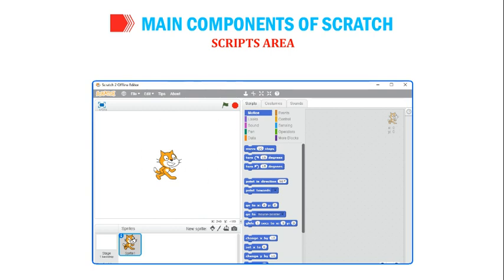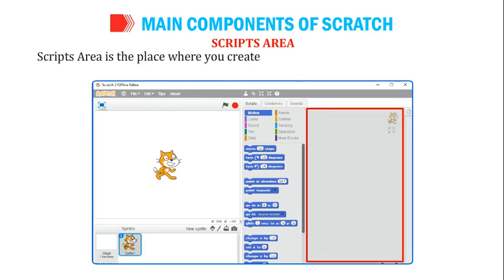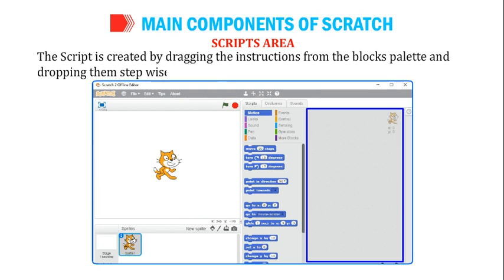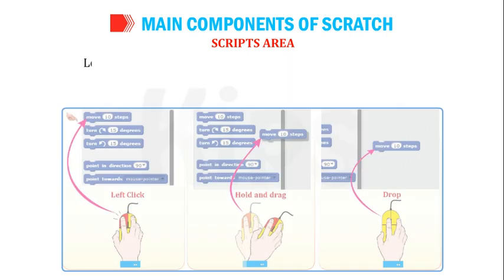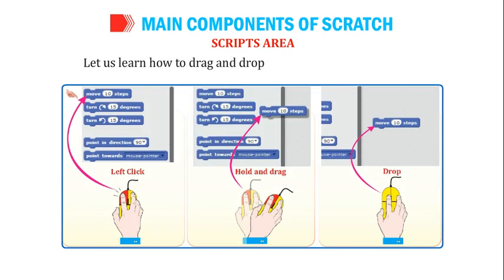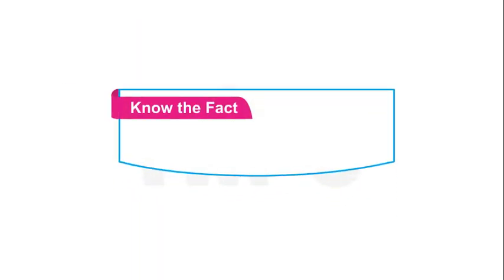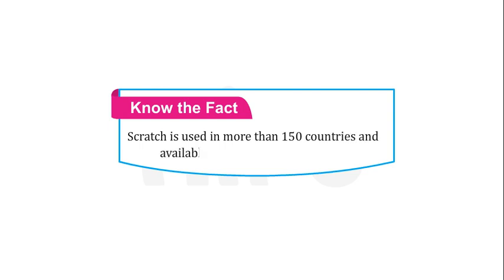Scripts area. Scripts area is the place where you create a script to do a particular task. The script is created by dragging the instructions from the blocks palette and dropping them stepwise on top of each other. A script is also called a program. Let us learn how to drag and drop the blocks on the script area. Students, let us know the fact. Scratch is used in more than 150 countries and available in 40 different languages.